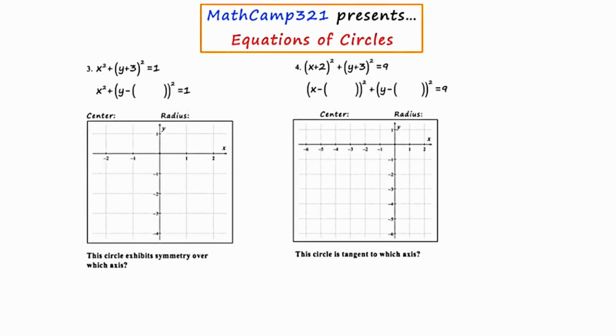Okay guys, here we are on slide 2 of HK form of a circle, or equations of circles. And I think these last two problems are going to go much quicker than the first two now that we have a basic idea of what we're doing. So number 3, they give us the equation x squared plus (y plus 3) quantity squared is equal to 1.